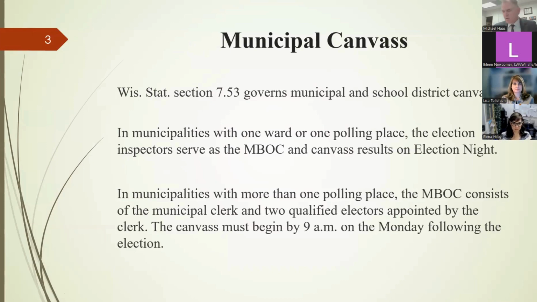Okay, so we're going to start with the municipal canvass. Section 7.53 of the statutes governs both municipal canvass boards and school district canvass boards. And so we have two types of canvass boards for municipalities. One is in municipalities that have only one polling place. In those cases, the election inspectors at that polling place serve as the municipal board of canvass, and they actually canvass the results on election night. In many municipalities, of course, we have more than one polling place, and the municipal board of canvassers consists of the municipal clerk and two electors of the municipality who are appointed by the clerk. And the municipal canvass then must begin by the following Monday at 9 a.m.